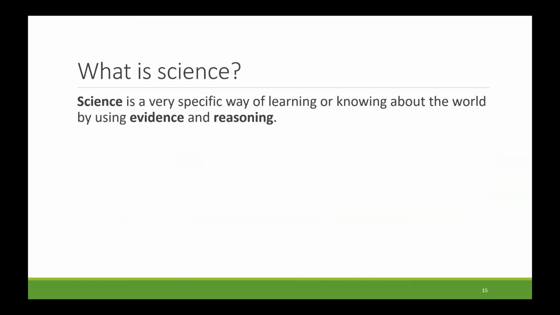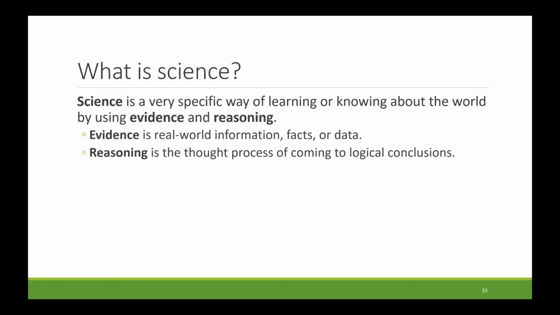So we will define science for our purposes as a very specific way of learning or knowing about the world by using evidence and reasoning. Now, what do we mean by evidence and reasoning? Evidence is real-world information, facts, or data, observable information that you can collect about the natural world. Reasoning is the thought process of coming to logical conclusions.